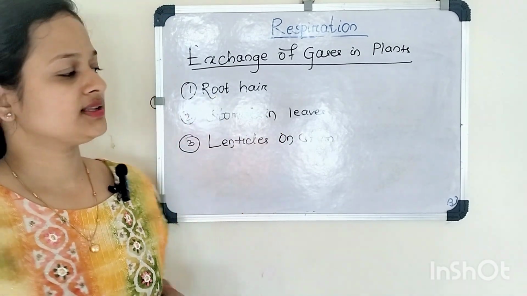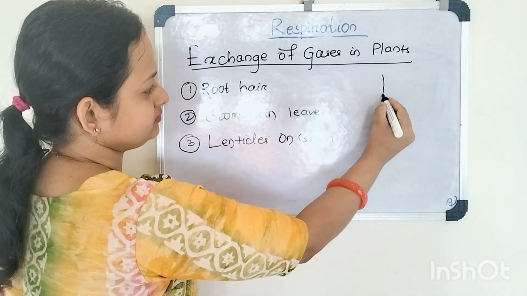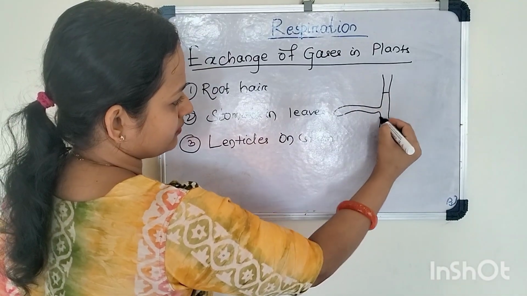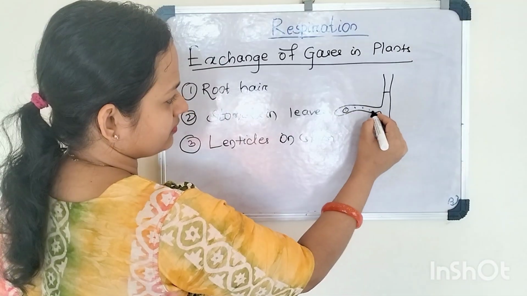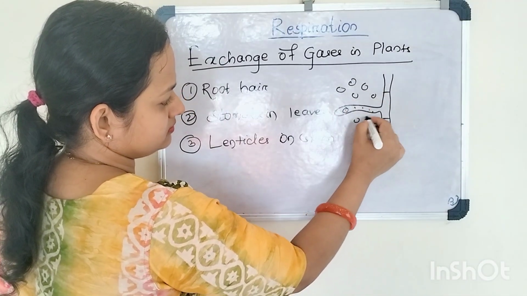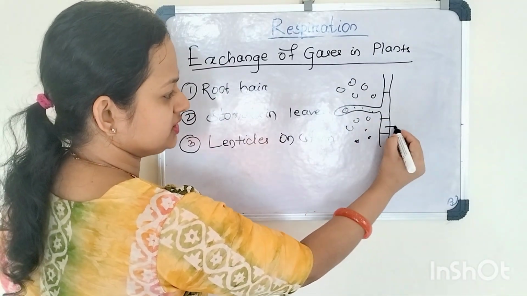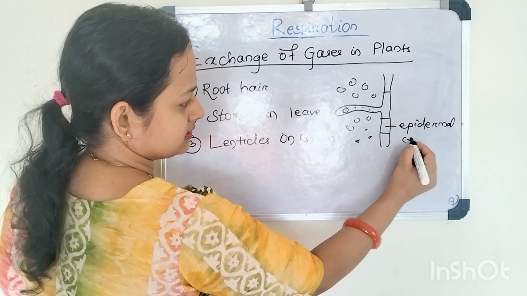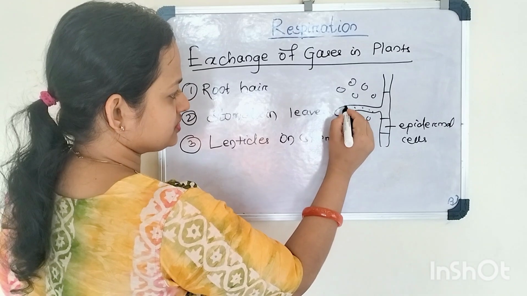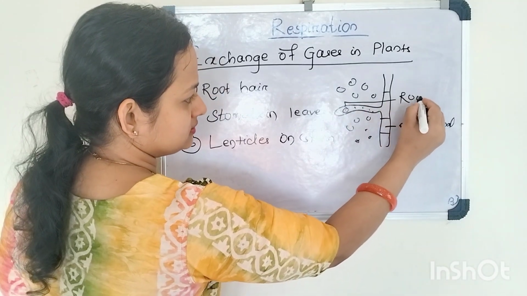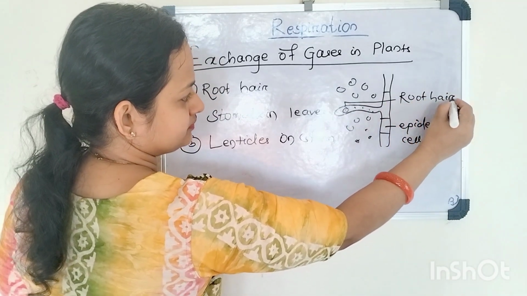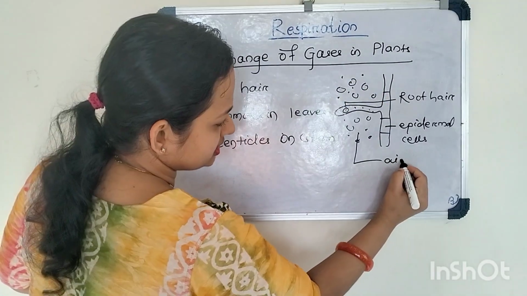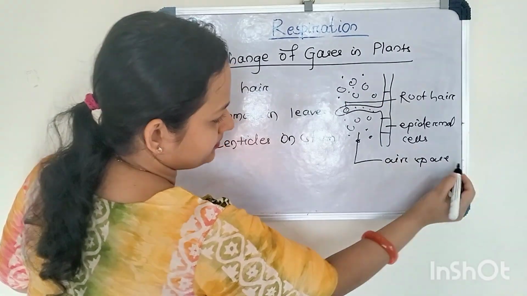The root hairs are structures like these. These are the epidermal cells. This is the root hair, and there are some air spaces present inside the soil.